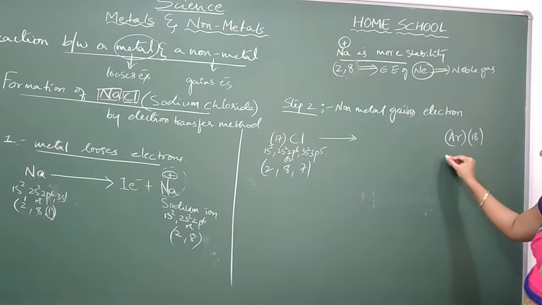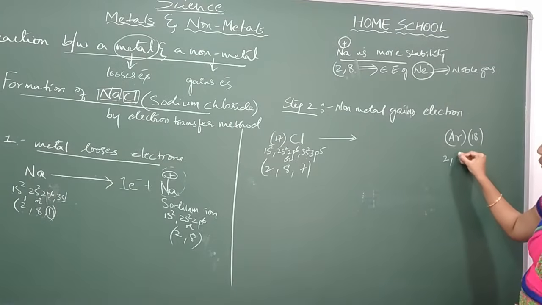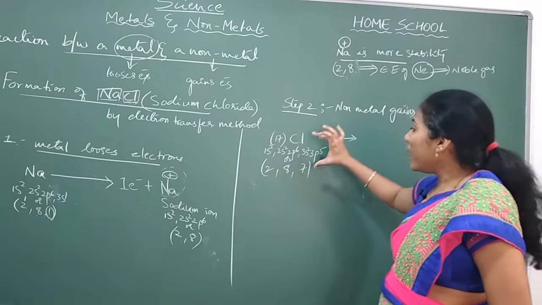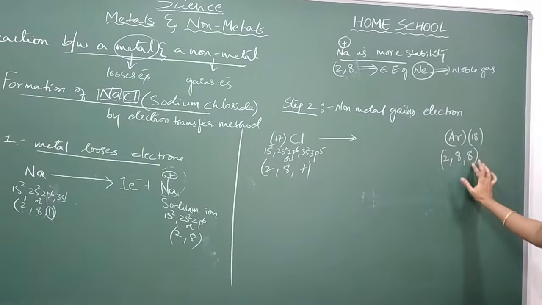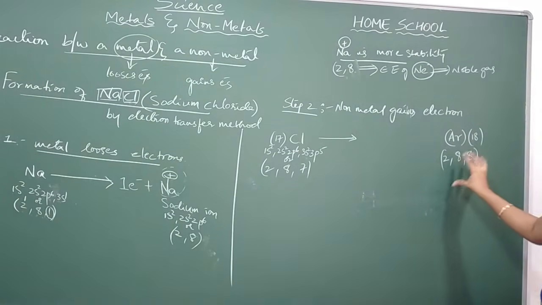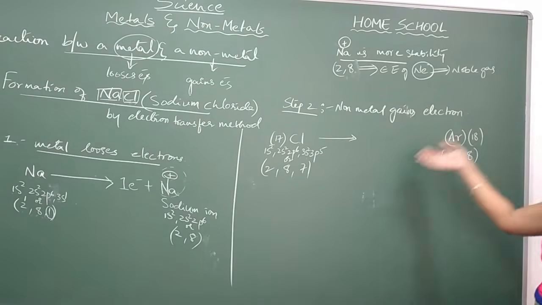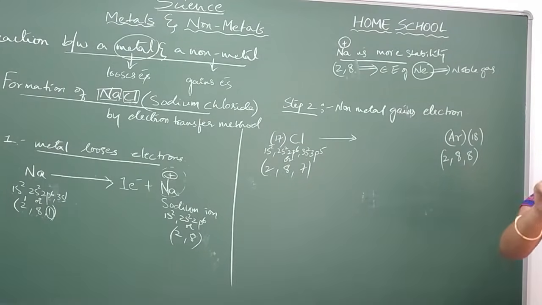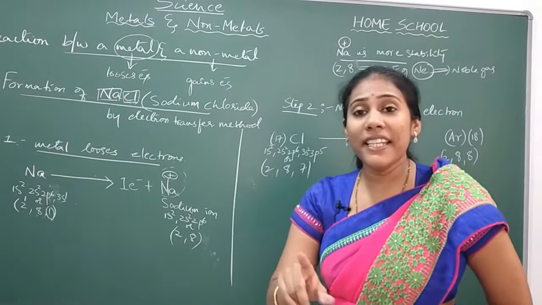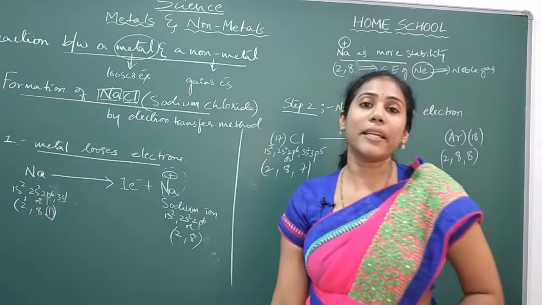And what is its electronic configuration? The simple one I will write: 2, 8, 8. So chlorine, when does it become happier? When it can have an electronic configuration exactly similar to argon. Yes or no? So how can it achieve an electronic configuration similar to argon? How many electrons are less compared to argon? Just one electron. So Cl always gains one electron during a chemical reaction.